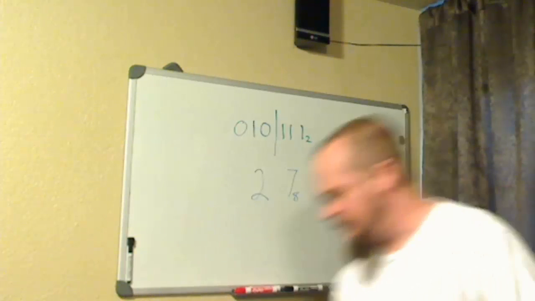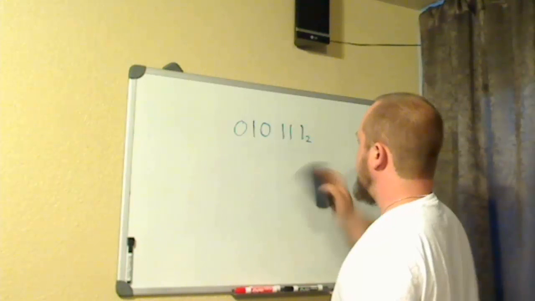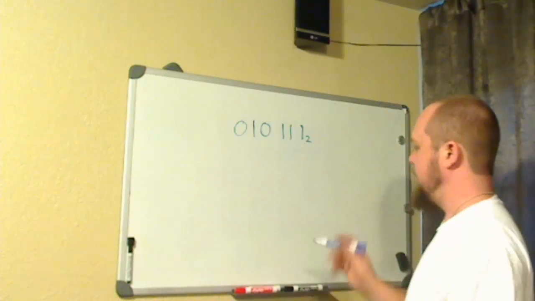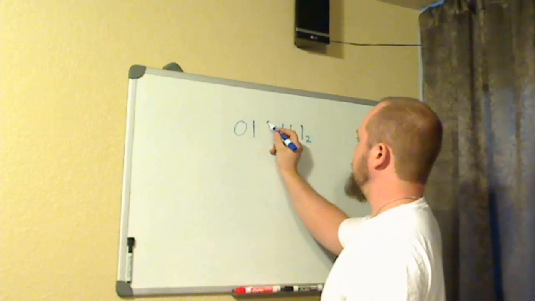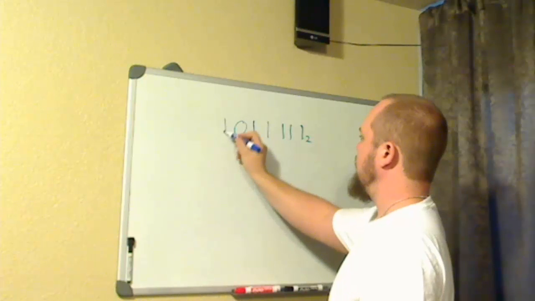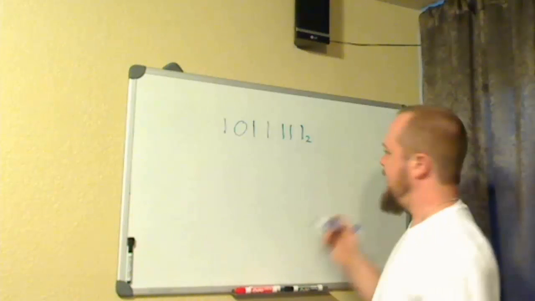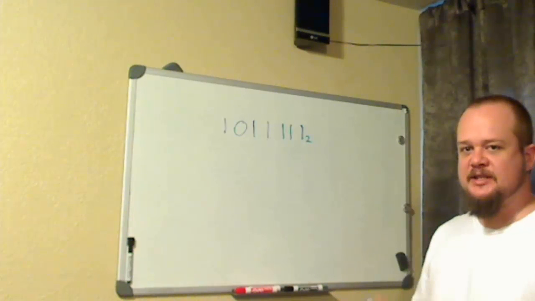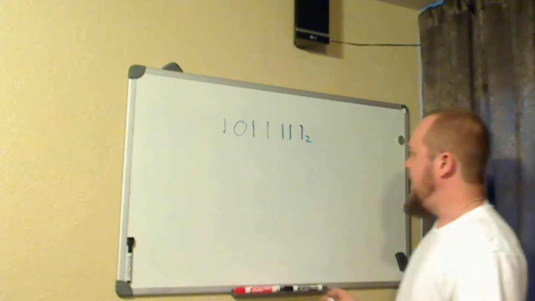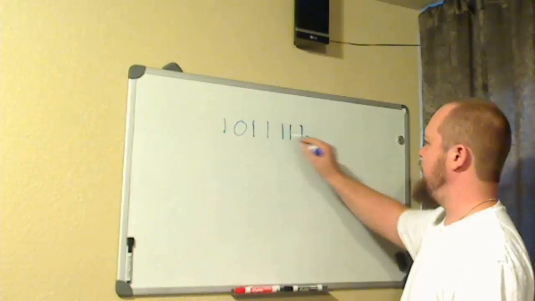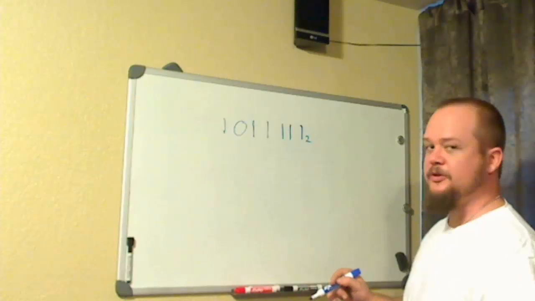Now let's convert it to hexadecimal. Okay, now I'm going to change this. Okay, now for hexadecimal. Hexadecimal is a base 16 number system. The highest number is 15, which is F, and it just so happens that every 4 bits in a binary number is equal to 15, which is equal to F.